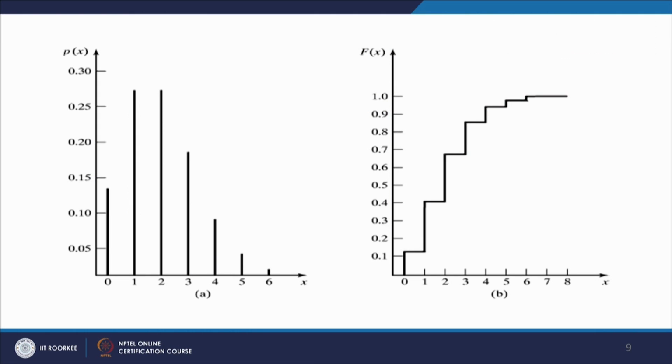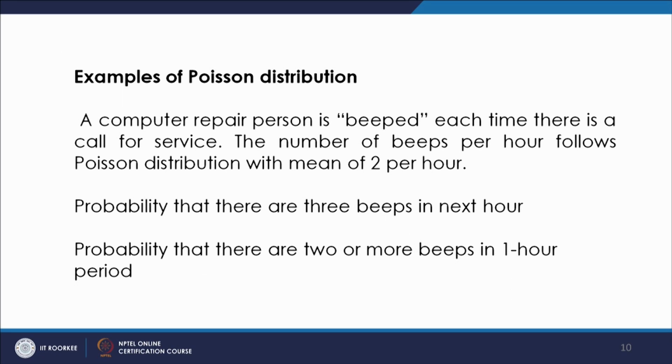And once you get the probability values, then you can get the cumulative distribution function graph also. So, as we see, for 0 this value is around 0.13 or 0.14, then for 1 it increases to about 0.4, and so it is increasing slowly. So, this is the cumulative distribution function.